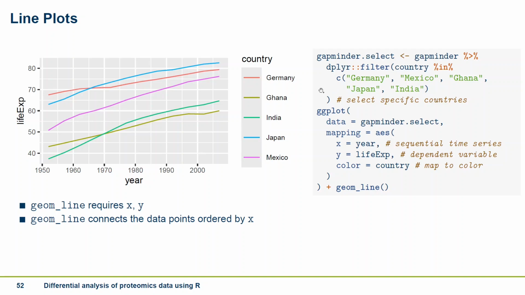With this reduced data set, we then want to plot the life expectancy depending on the year. So we have here time series data. We have different years that go on the x-axis, and the life expectancy goes on the y-axis. And then we want to separate this by country, which we can do, for example, by giving them a different color. So color is country, and then geom_line simply produces a line plot where the data are connected in this time order.